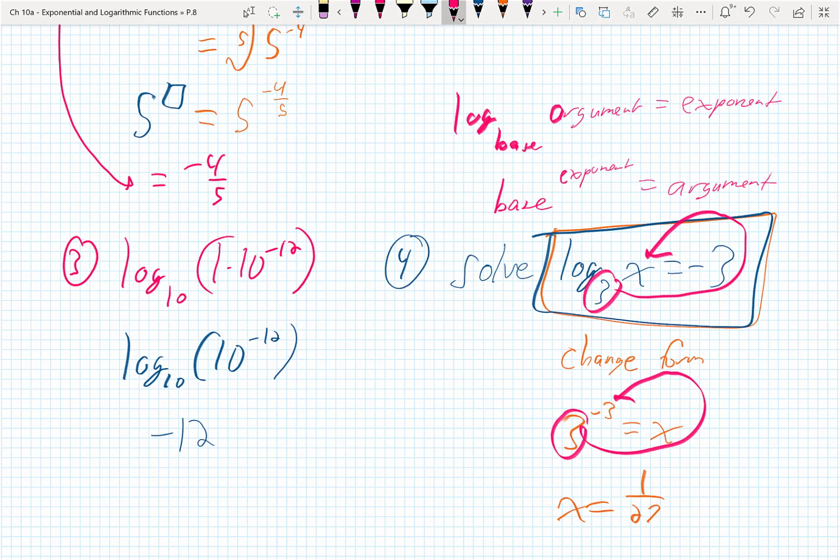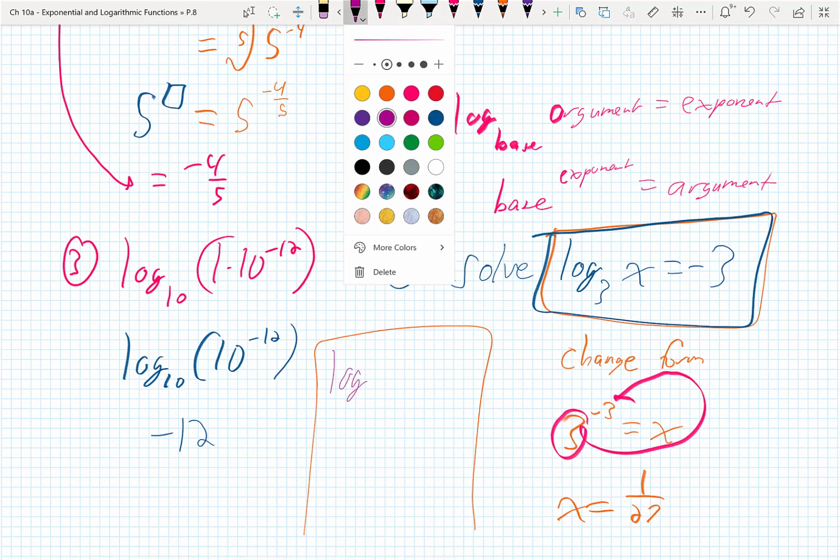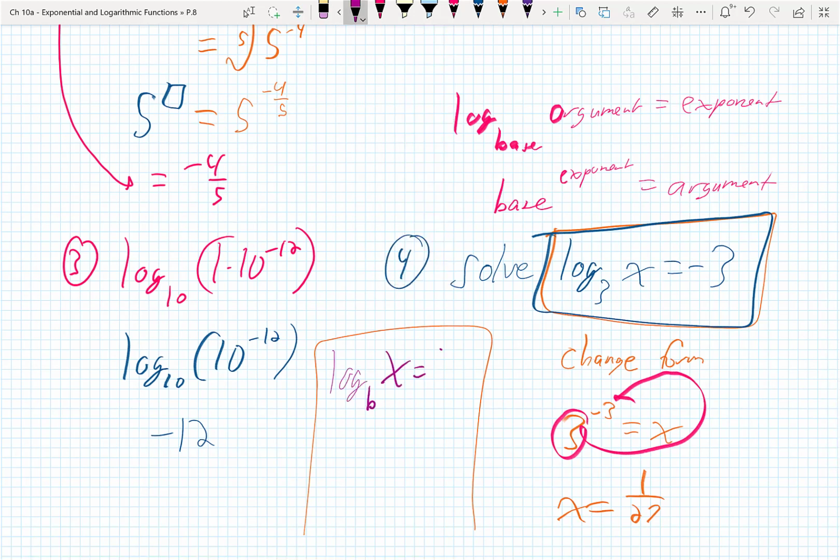I'm changing the form. I'm taking this logarithmic form right here. And let me copy down something that we wrote up above here. We wrote that the log base b of x equals y means that b to the y power is equal to x. So I took this and I wrote it in that second form. I've shuffled the numbers around. This is a lot of what you guys are going to have to practice doing. You will shuffle back between log form and exponential form a lot.